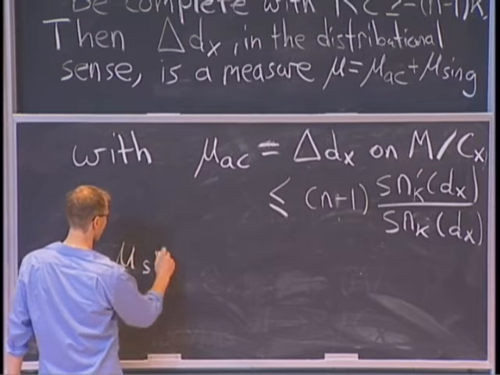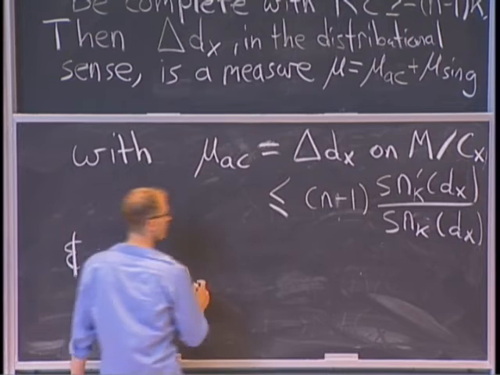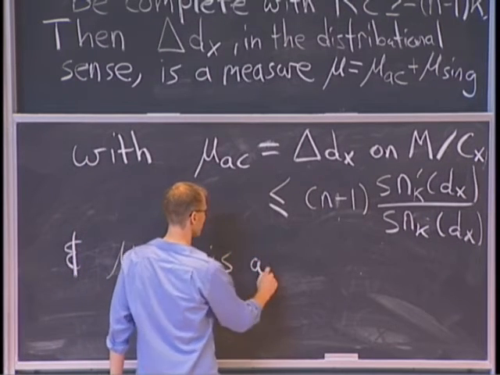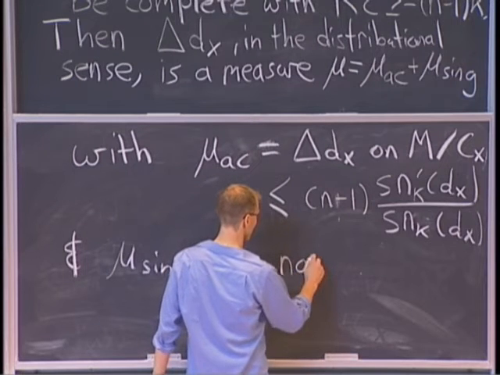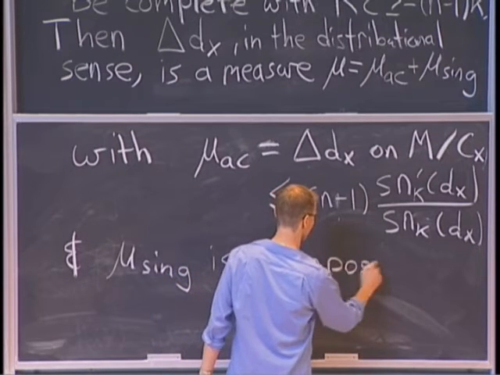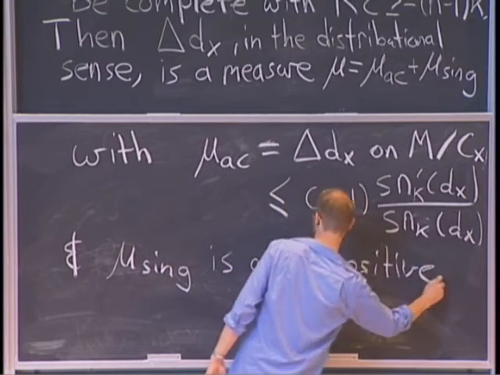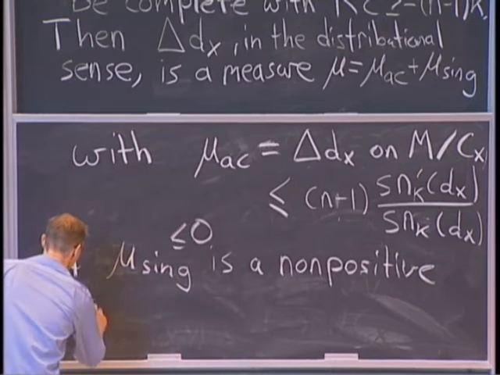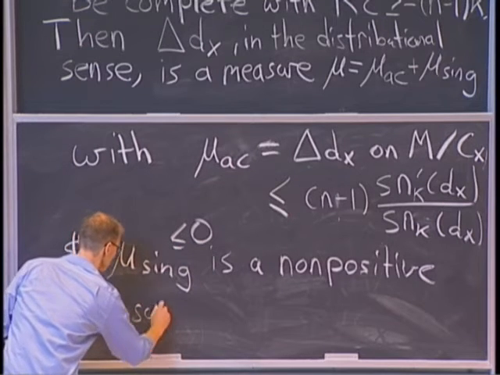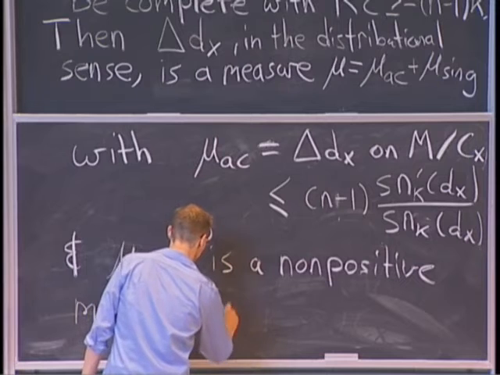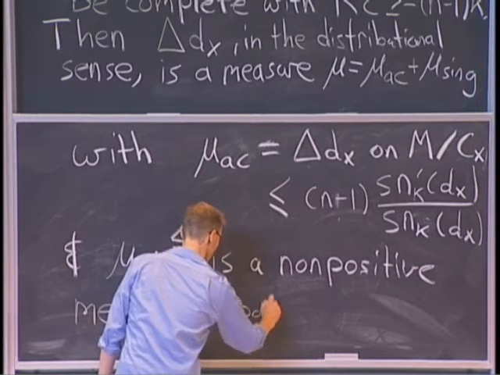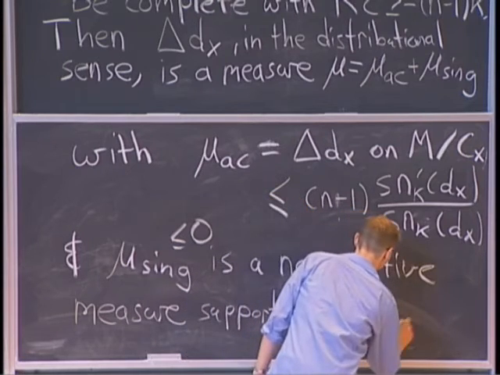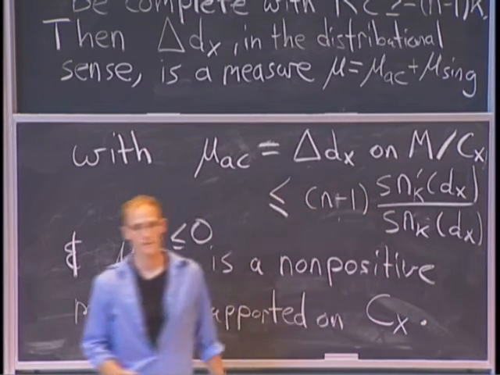And the singular part, the scary part of it, well, we do at least have one really nice thing about it. It is a non-positive measure, that is to say, less than or equal to 0, supported on the critical set. Okay.